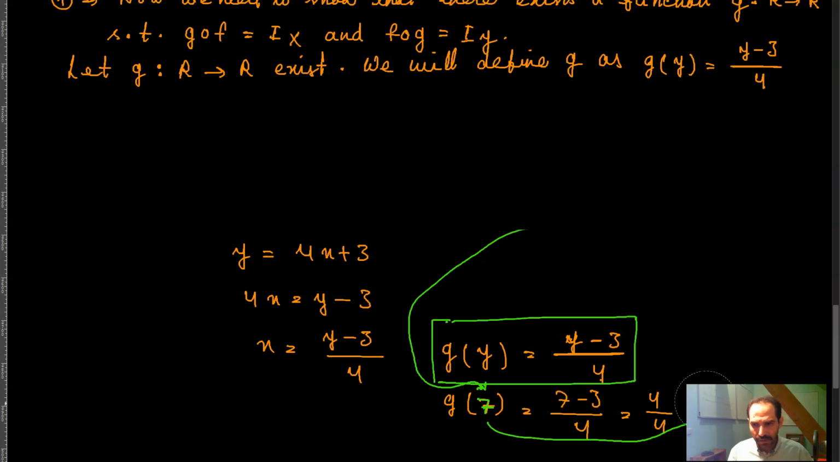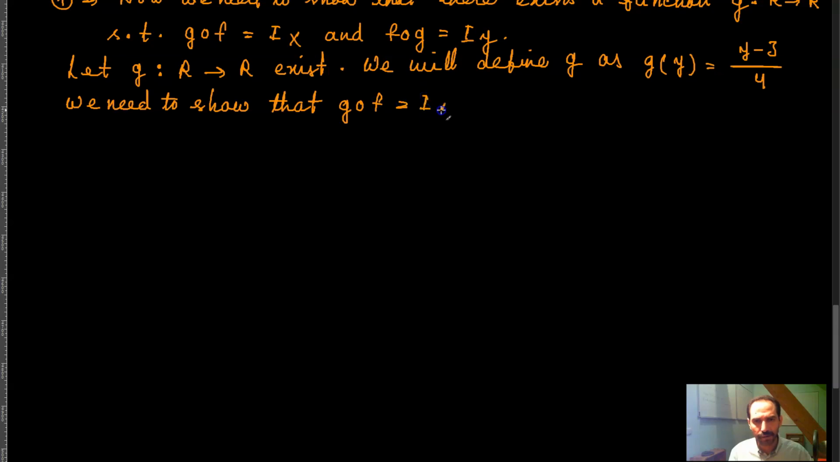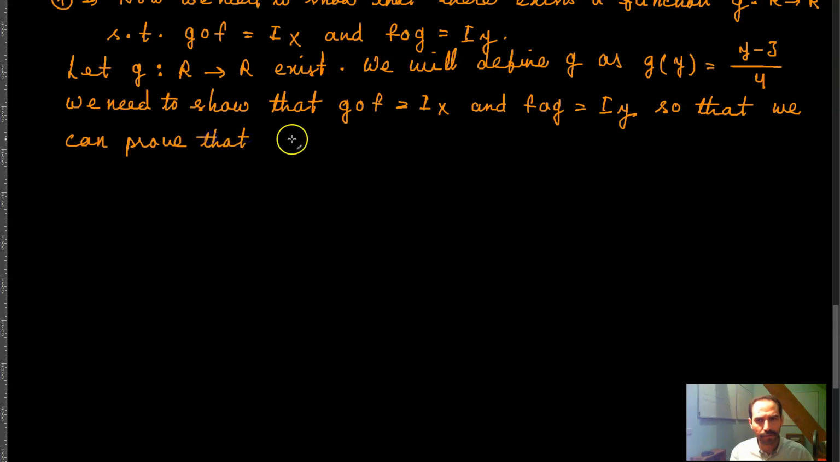Now we need to show that g of f is equal to I of x, and f of g is equal to I of y, so that we can prove that g is the inverse of f.